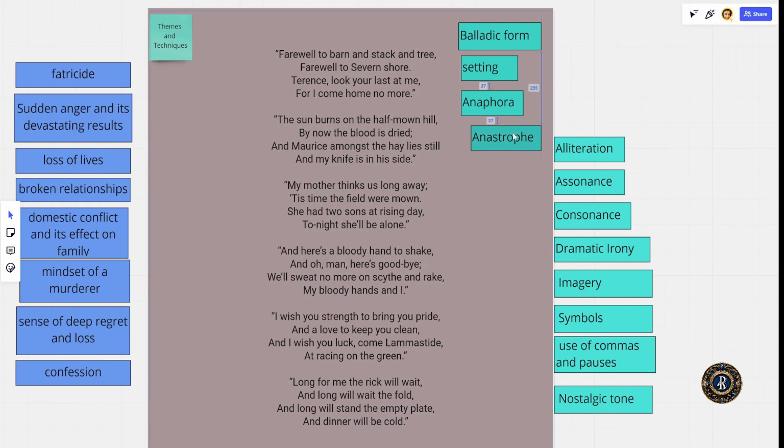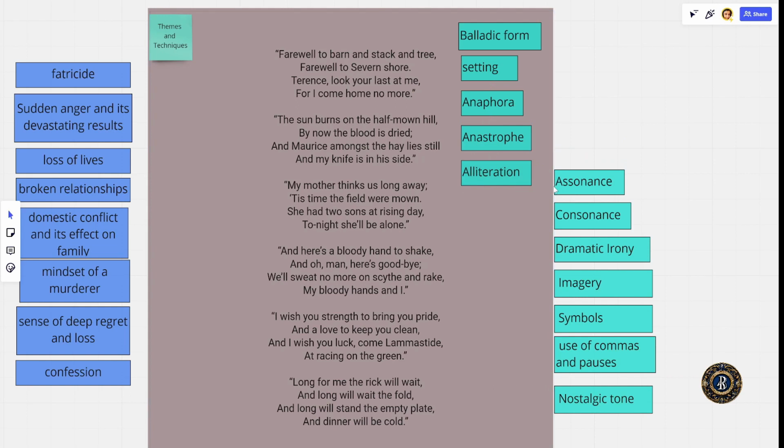Then anastrophe is the change of the word order. Now what are the examples? "And Morris amongst the hay lies still." He has changed the word order. "Morris lies still amongst the hay." Usually writers do that, maybe to emphasize or to keep the rhyme scheme.